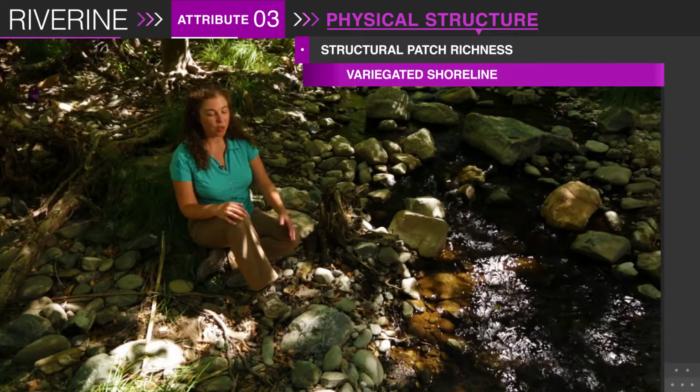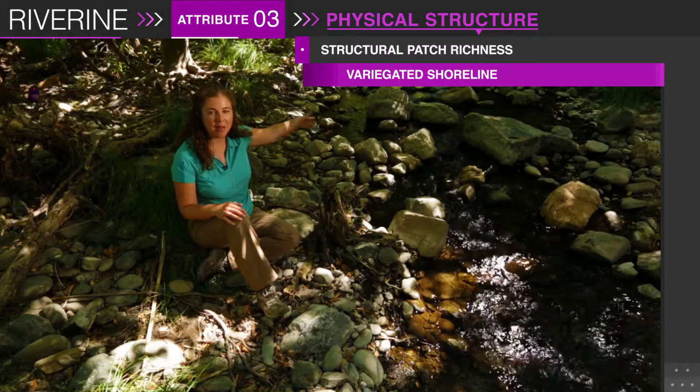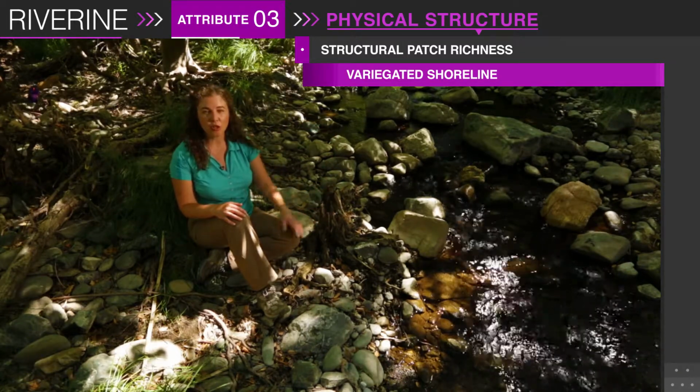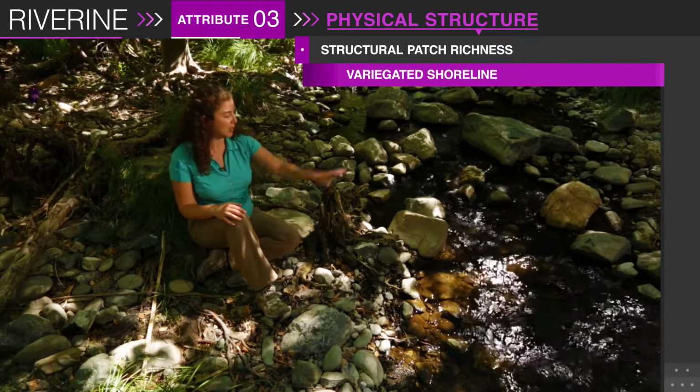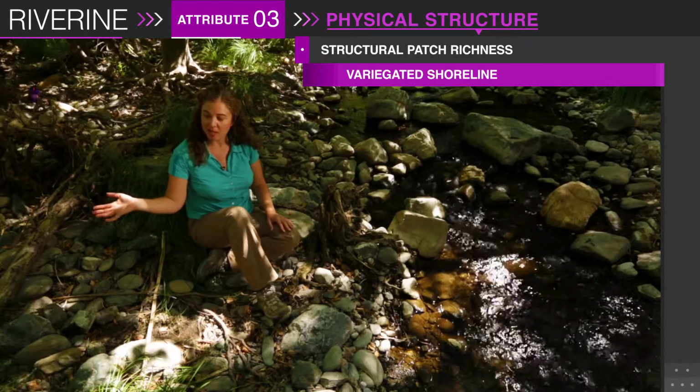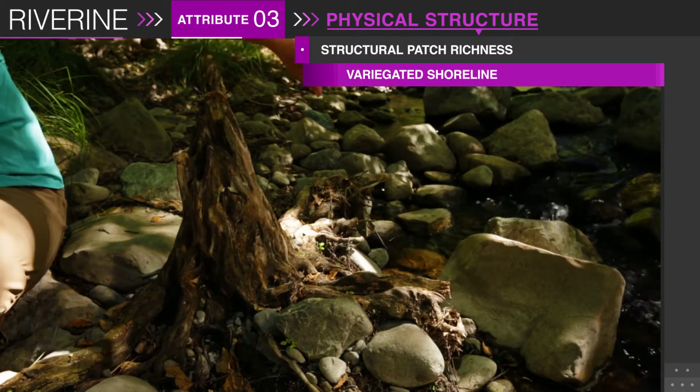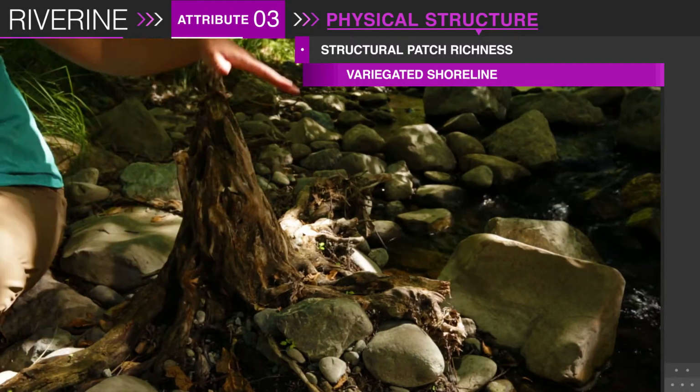A variegated shoreline resembles a meandering pathway along the edge of the stream. Variegated shorelines provide greater contact between the water and the land. Here we have a stump and a boulder that add complexity to the shape of the shoreline.